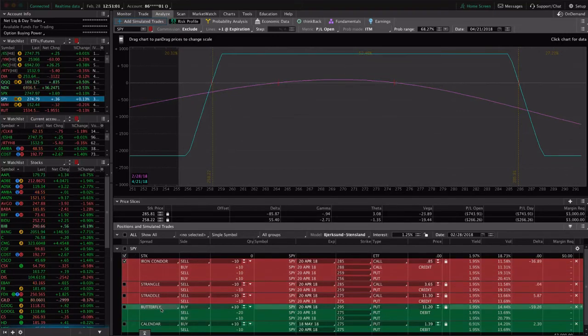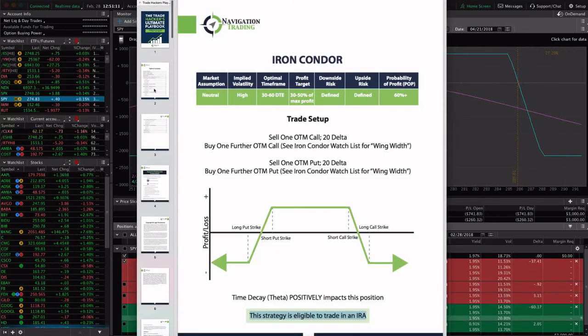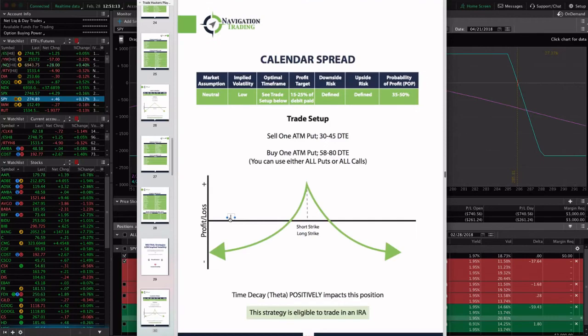But what if implied volatility is low? Then what kind of strategy can we use? That's where the calendar spread comes in. So let's go back to our ebook and reference the calendar spread. And this is what that looks like. Again, our market assumption is neutral, but this is where we want to enter these trades when implied volatility is low. We're looking for a profit target of 15 to 25% of the debit paid, and similar to a butterfly or an iron condor, our downside risk is defined as well as our upside risk.